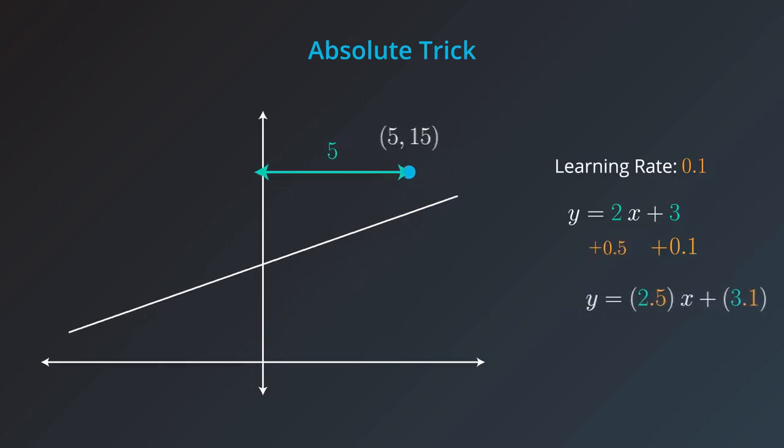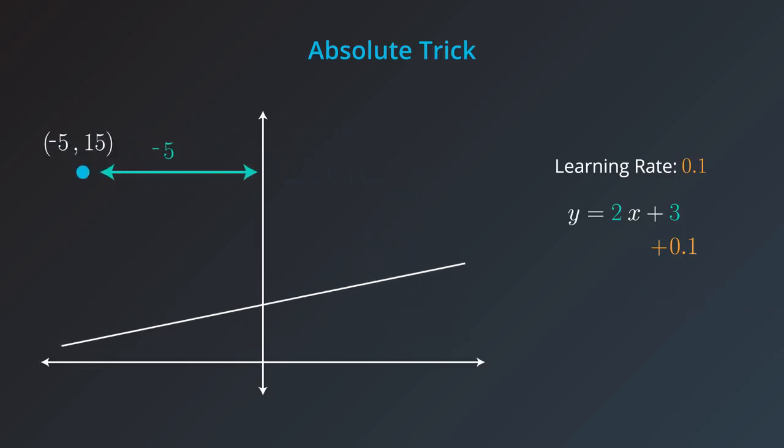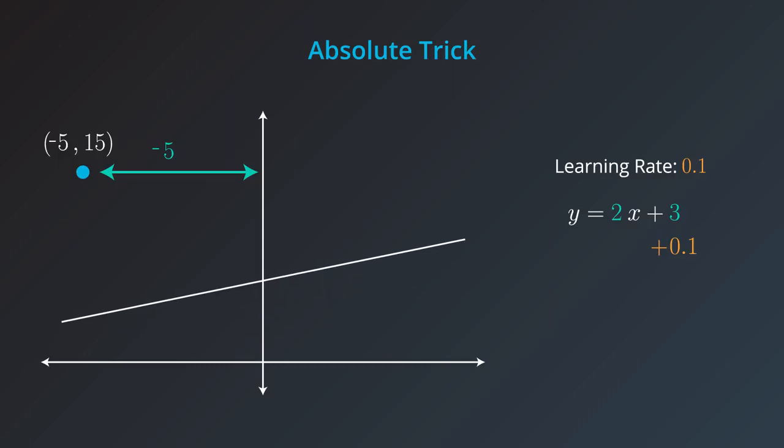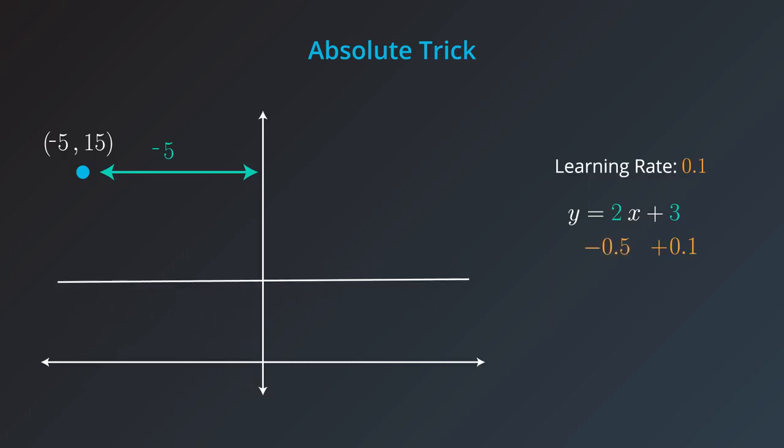Now check out what happens if the point is on the left. We're still adding 0.1 to the y-intercept to move the line up, but now to the slope, we're going to add the product of 0.1 and minus 5. That's minus 0.5. This means our new equation is going to be 1.5x plus 3.1. As you can see, the slope moved in a different direction, which made it go closer to the point. So that's it. That's the absolute trick, and we're going to use it extensively in linear regression.